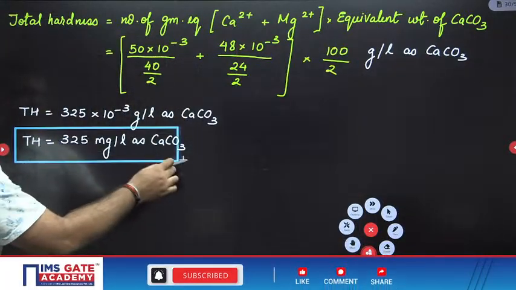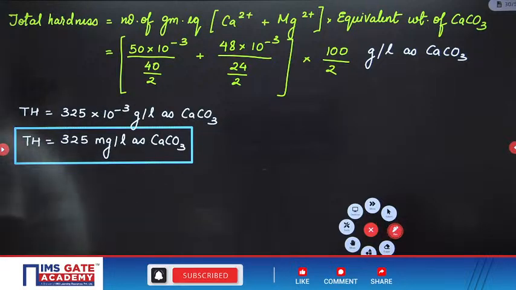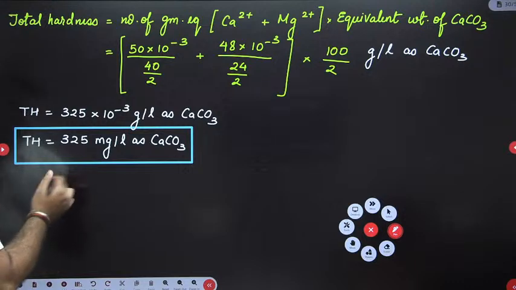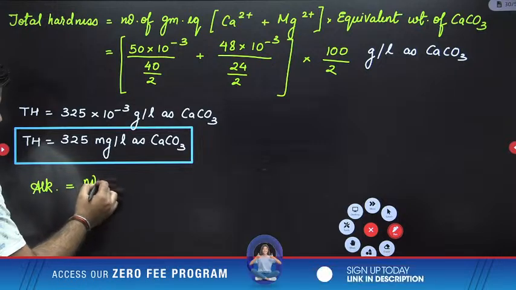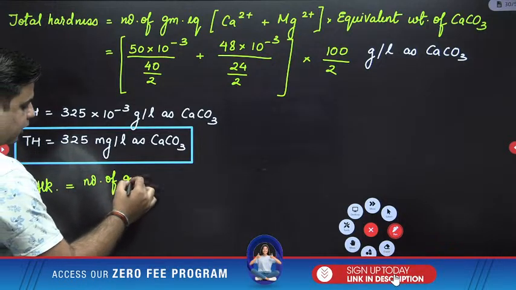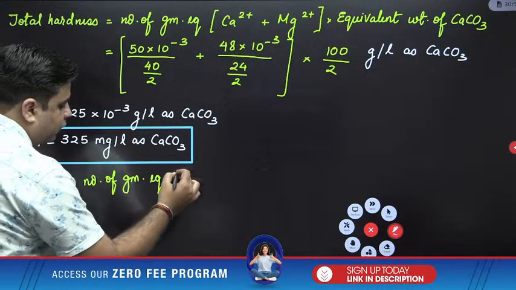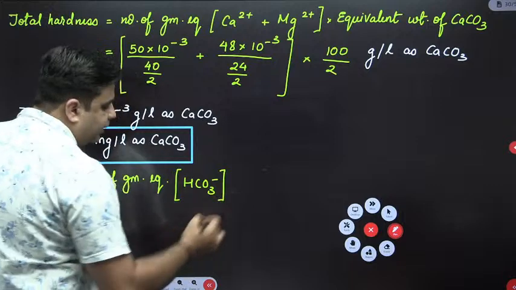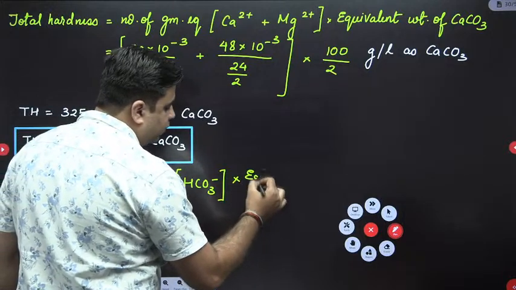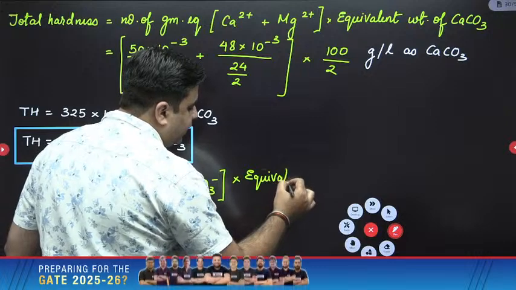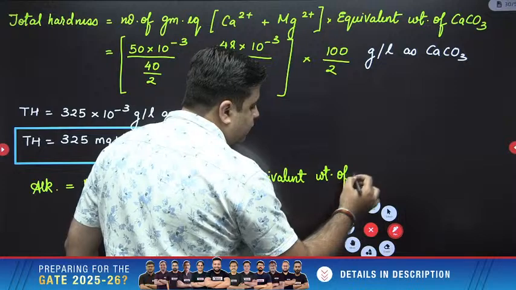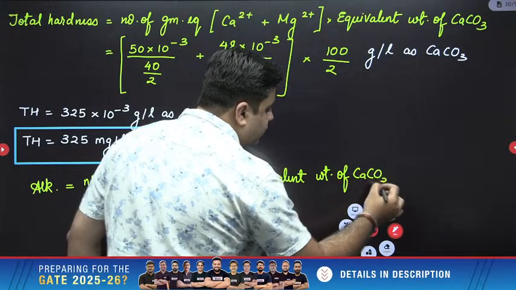This is 325 milligram per liter as CaCO3. Now after this, you need to find out total alkalinity. So total alkalinity is equal to number of gram equivalents of HCO3 minus ion multiplied by equivalent weight of CaCO3.